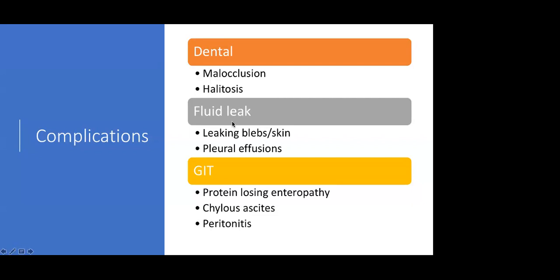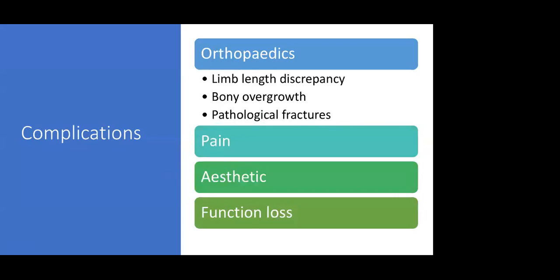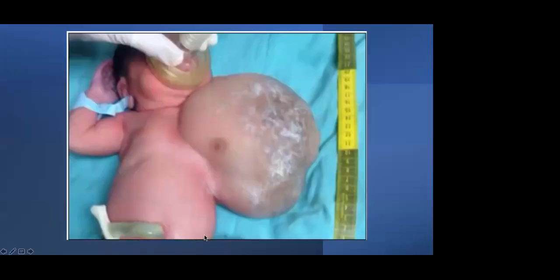Fluid leak is quite a big complication, where they're ulcerating the surface of the skin and leaking. Also, they can cause pleural effusions that penetrate deeper. And then GIT, protein-losing atrophy, peritonitis. Hematologically, they can have lymphopenias, thrombocytopenias, and coagulopathy, although it's not that common in lymphatic malformations. Infections, and then obstructive, they can cause airway obstruction, obstructive symptoms on the eye. Orthopedic, and then the big ones are also pain, aesthetics, and functional loss. So they can grow quite big and become quite disfiguring.